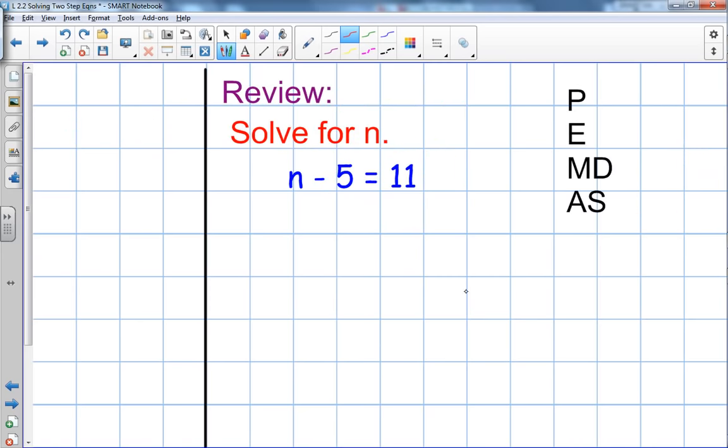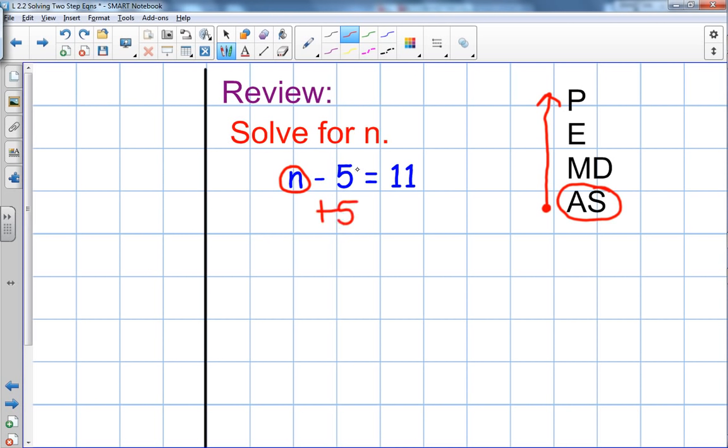Last week we learned how to solve a one-step equation, and I didn't tell you this at the time, but really what you're doing when you're solving an equation is you're working through the order of operations, only you're going backwards. So in this equation, n minus 5 equals 11, the first thing I'm going to do is look for addition or subtraction. So I have the variable n. Is there anything added or subtracted from it? And in this case there is, minus 5, so I'm going to do the opposite. I'm going to work backwards and do the opposite. So instead of minus 5, I'm going to add 5.